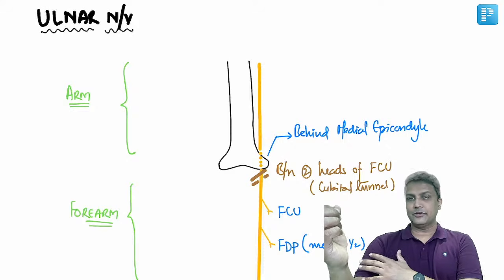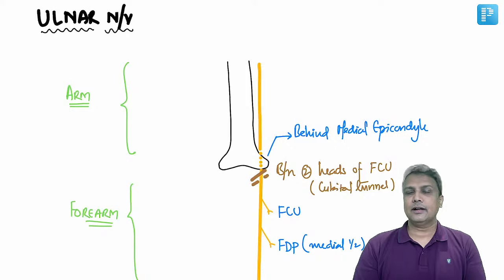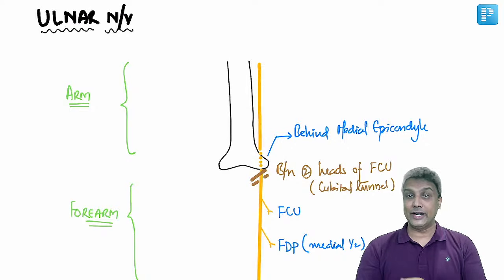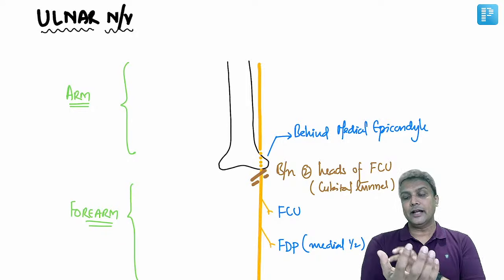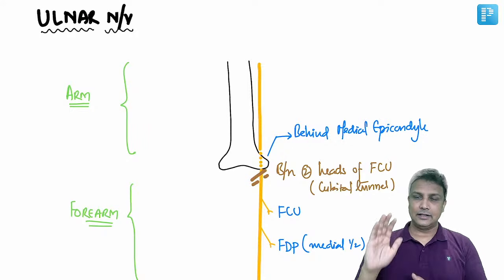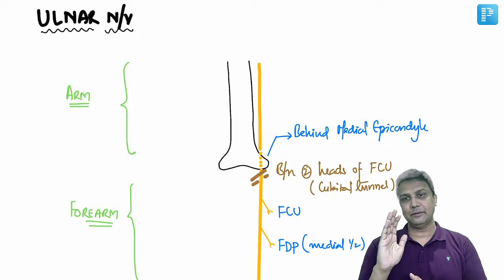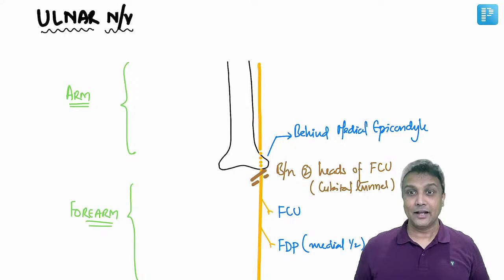The anterior compartment of the arm will be supplied by the musculocutaneous nerve. The posterior compartment of the arm will be supplied by the radial nerve. The posterior compartment of the forearm is also supplied by the radial nerve. The anterior compartment of the forearm is supplied by two nerves, one is your ulnar and the other median, and the same ulnar nerve will continue here, and the same median nerve will continue here, and will be supplying the muscles of the hand. That is our golden rule.